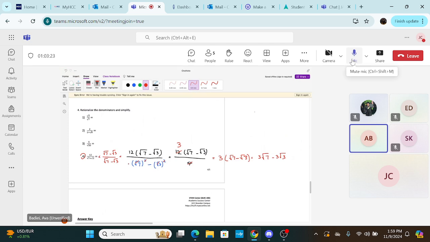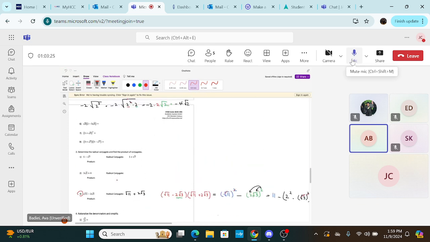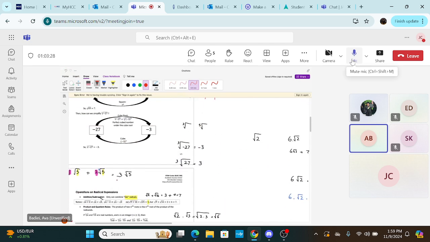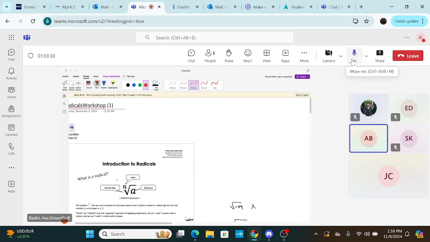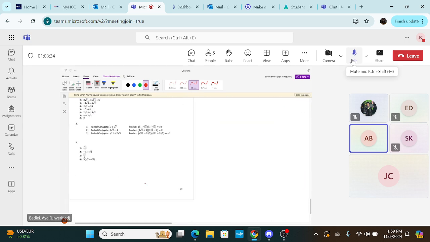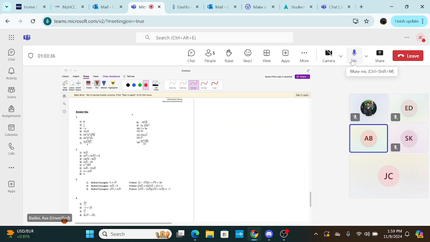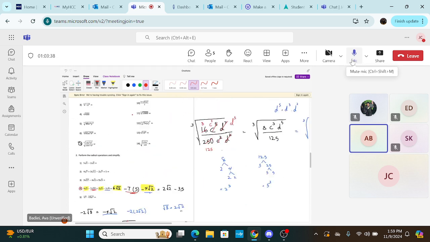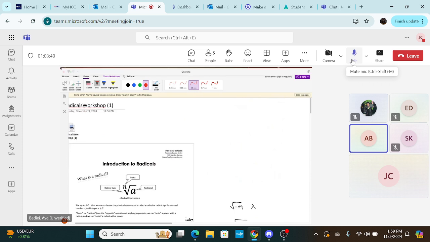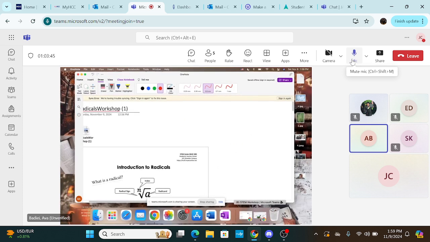So this was our radical workshop. Again, you can always access these questions, these handouts on the WC Online Canvas page. And they also have the final answers for you to check. They have videos that you can watch. If you still have problems with radicals, feel free to come to us for tutoring. We'll be happy to help.